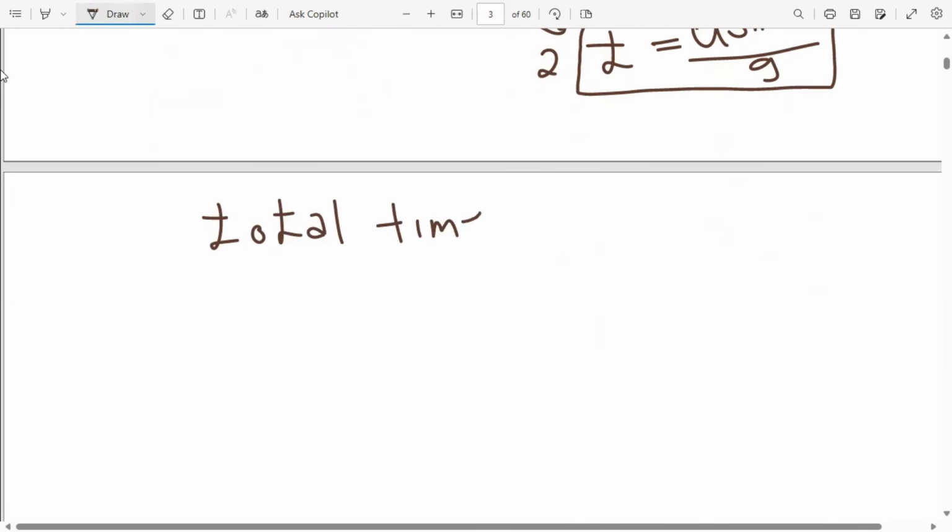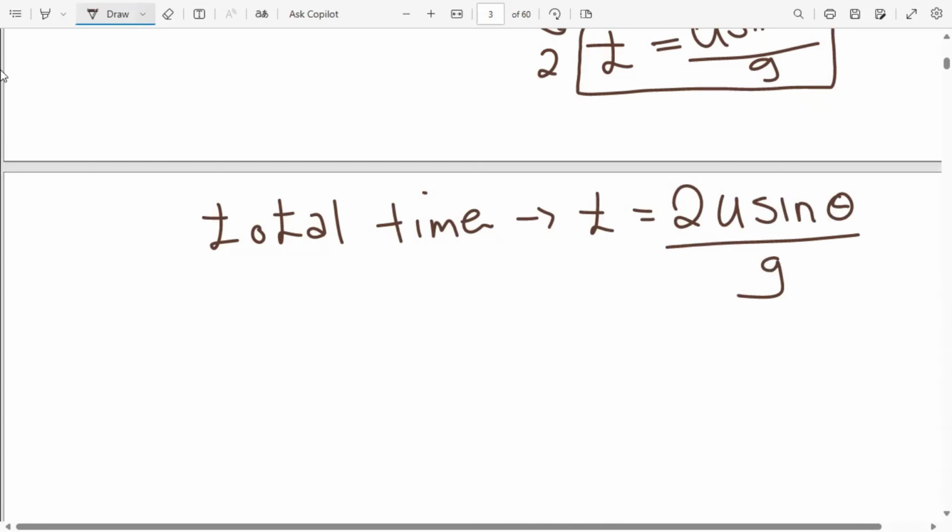Total time of flight T will be equal to, I'll multiply this by 2, u sine theta divided by g. So this is, ladies and gentlemen, the equation that is going to give us the total time of flight from the time you launch your projectile at this point up to the time it hits the level ground. The level ground, I repeat, since we are just looking at the symmetrical diagram of a projectile motion. Okay, so this was the first thing.